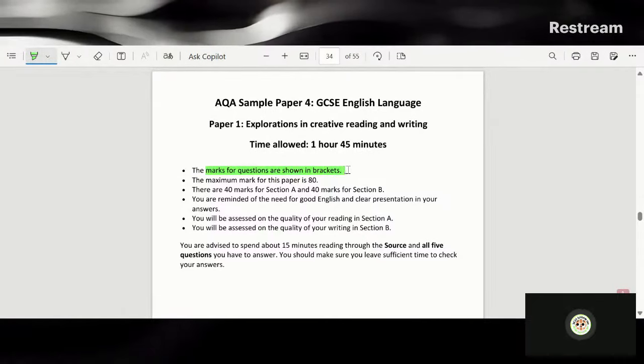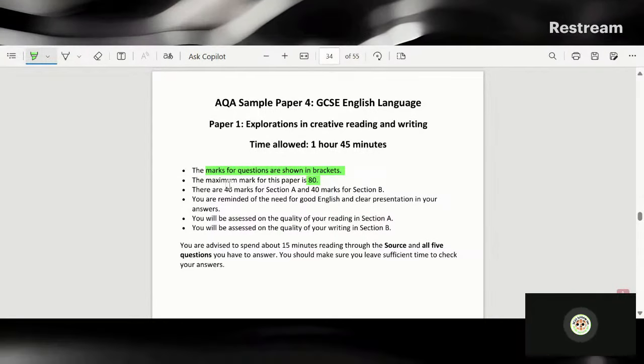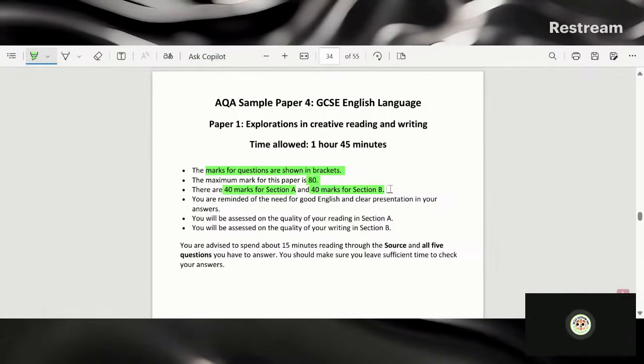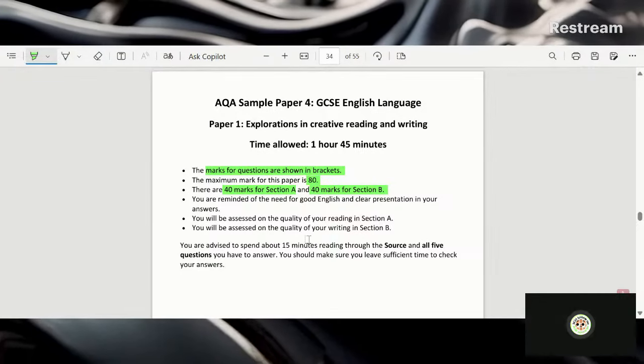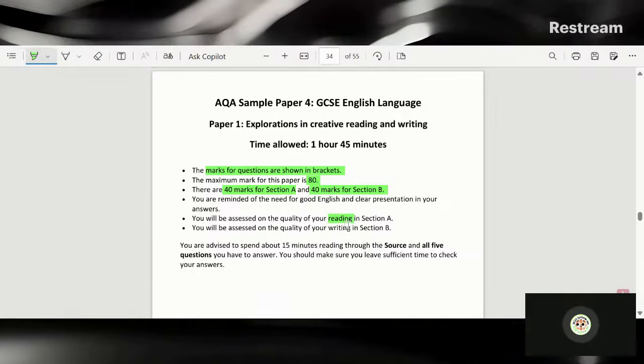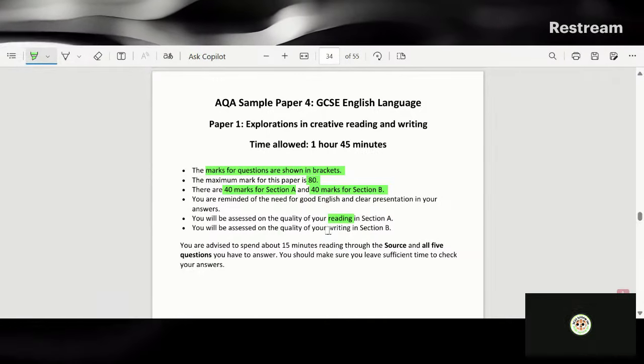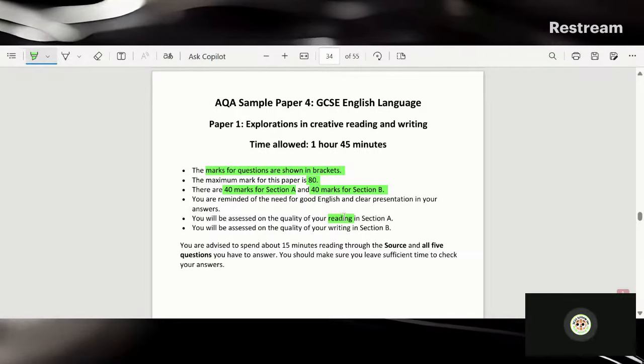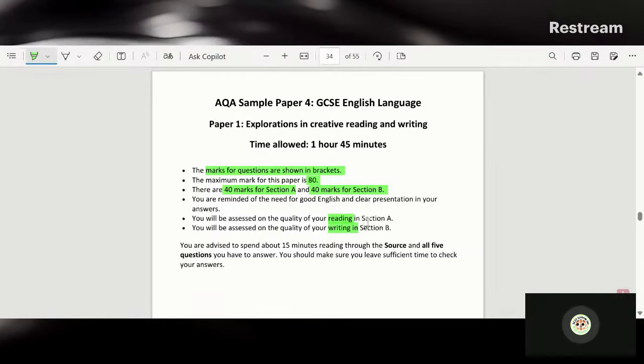The marks for questions are obviously shown. The maximum mark is 80. Section A is 40 marks. Section B is 40 marks. You're reminded: good English, clear presentation. You'll be assessed on the quality of your reading in section A, again inference and implicit and explicit information, and then your writing in section B.